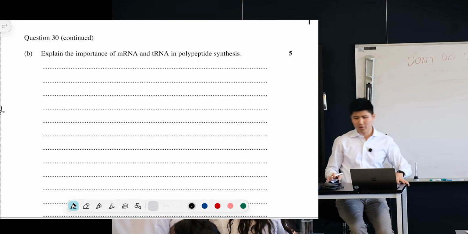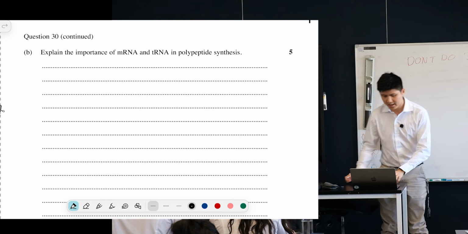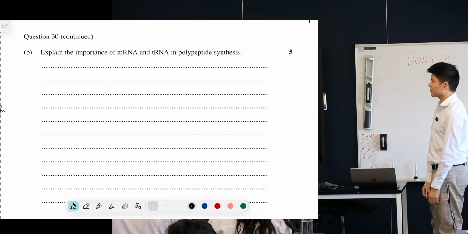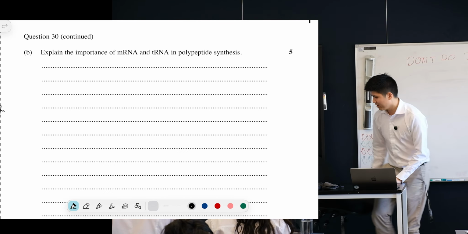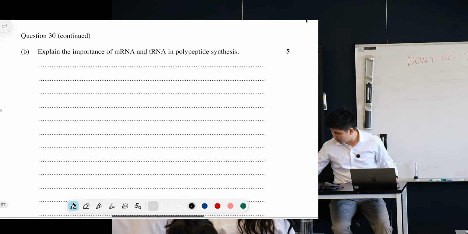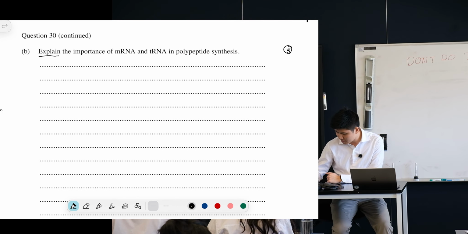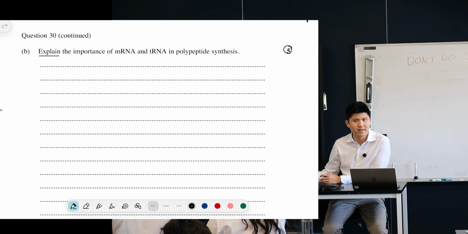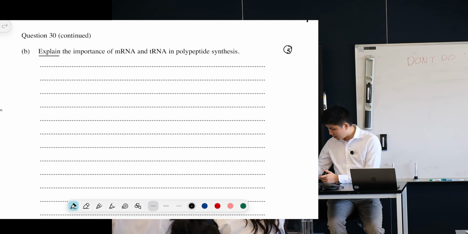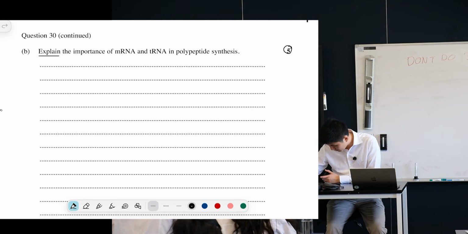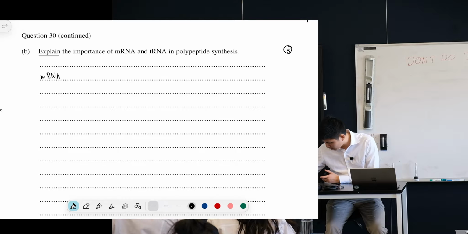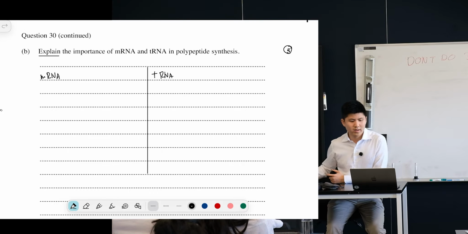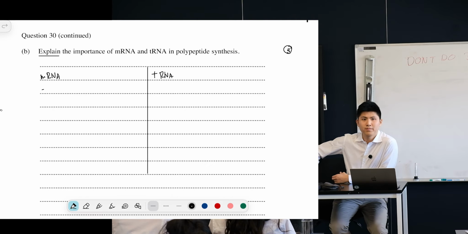All right, explain the importance of mRNA and tRNA in polypeptide synthesis. This is 5 marks, so it's actually a pretty big, chunky question. Before I go through it, it's explain, so we need to say basically what they do, and we can't just describe what they are. So what I'll do is I'll just chunk it into mRNA and tRNA, and then we can write some things about each. I know I'm drawing it side by side, but we're not comparing them. So what are some facts you can tell me about mRNA? Where do we get it from? Yes, Han?